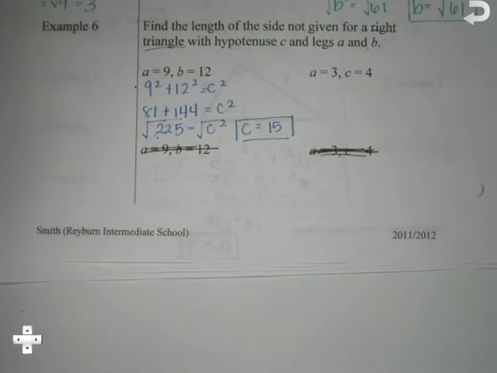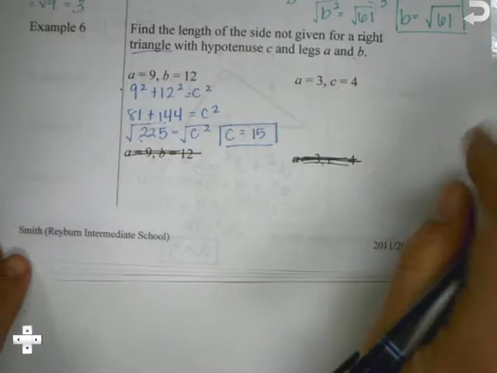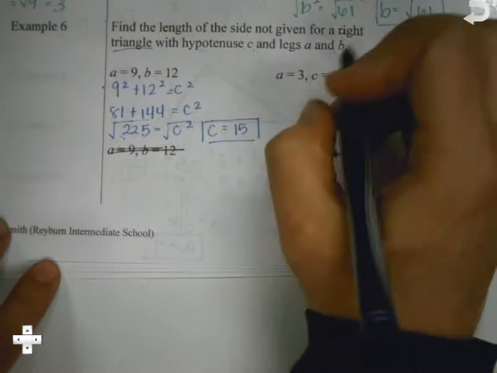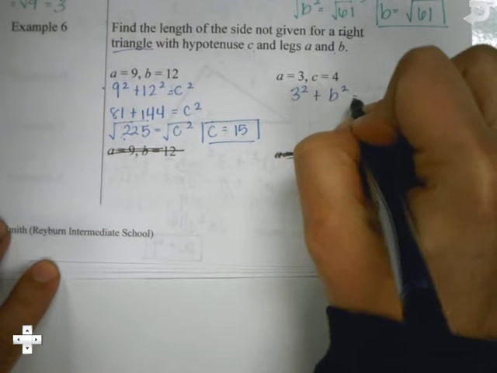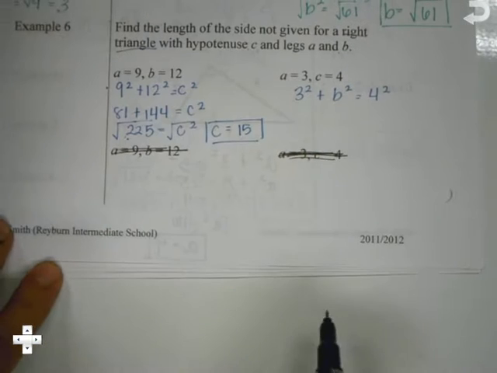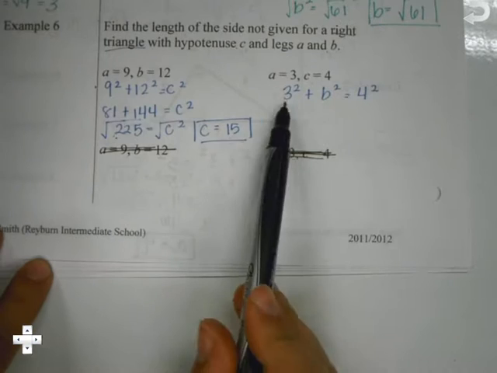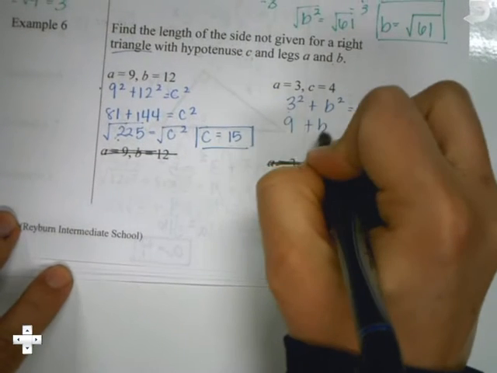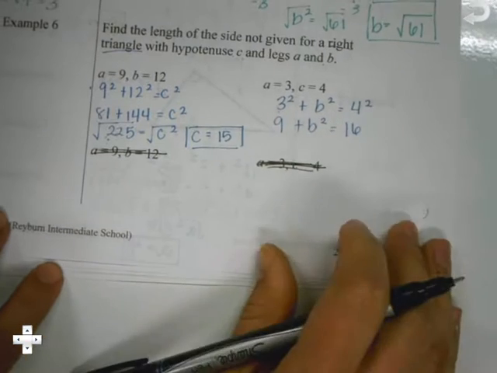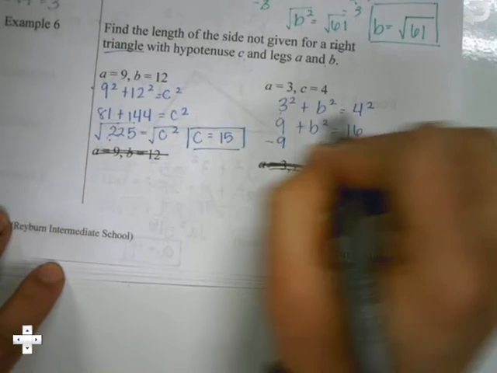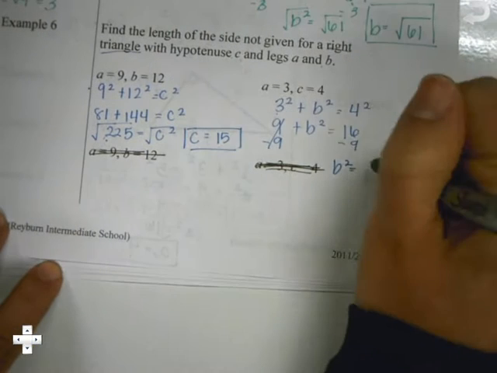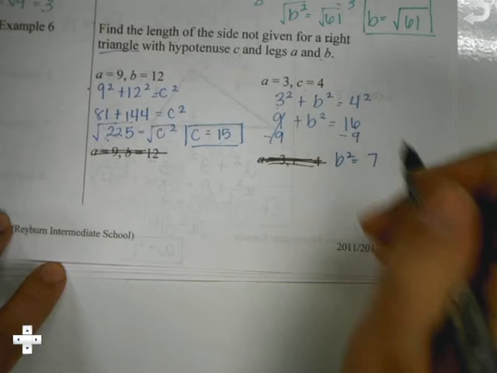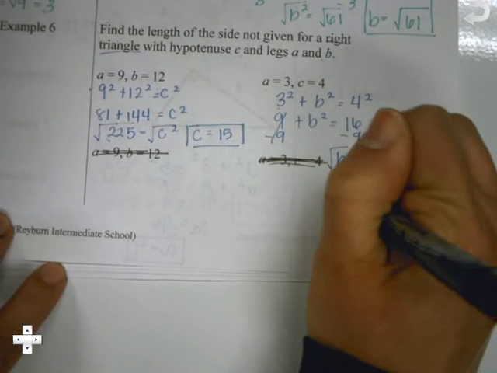Very good. 3 squared plus b squared equals 4 squared. 3 squared is? Whoa. 9. Plus b squared equals 16. Subtract 9. So b squared equals 7. And then tell me, what do I do? Square root. So b equals root 7.